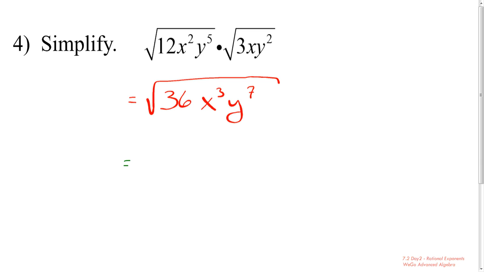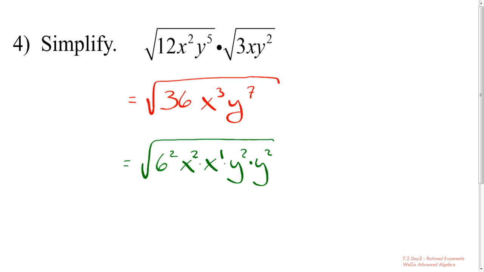I'm going to write it as, okay, 36 is 6 squared. So that's going to come out. The x's I can break up. I need a total of 3. There's 2, plus 1 is 3. The y's I'm going to break up. I've got 2 there, another 2 there for a total of 4, 6, 7.